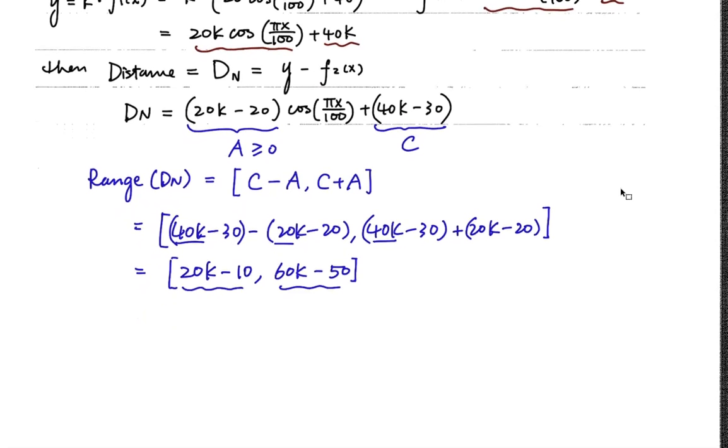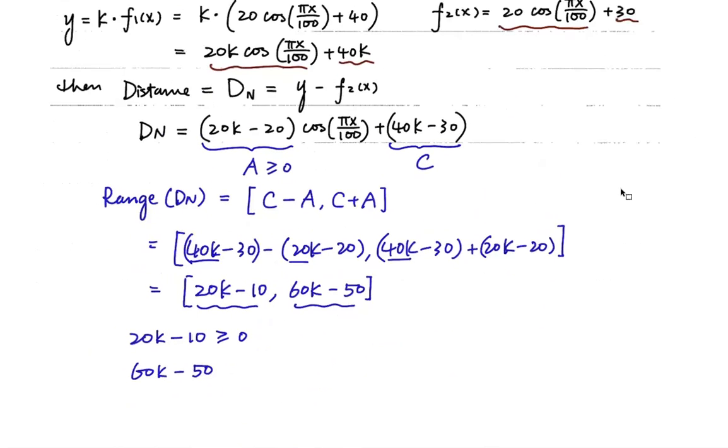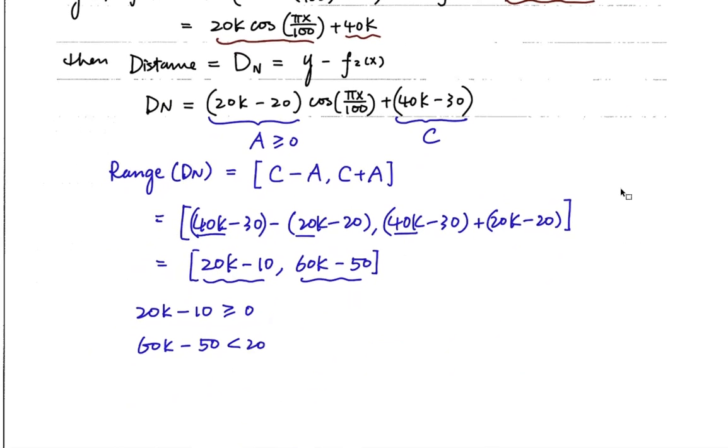And the distance should be greater than 0. 20k minus 10 greater than or equal to 0. 60k minus 50 is strictly less than 20. This will give me k greater than or equal to half. This will give me 60k smaller than 70. So k is smaller than 7 on 6, if I'm not mistaken.